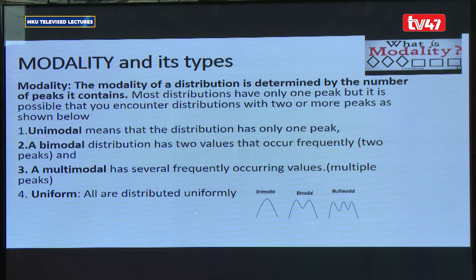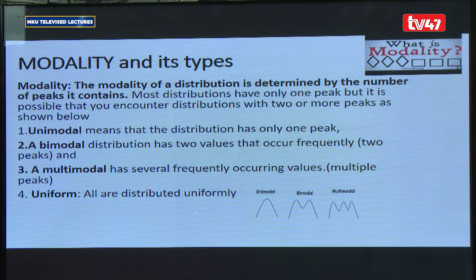For example, the unimodal means that the distribution has only one peak. As you can see very clearly, this one has one peak, and it's called the unimodal. And then the bimodal distribution has two values that occur frequently. So it has two peaks, and you can see it very clearly from the diagram provided here. Then we have the multimodal, which has several frequently occurring values, that is multiple peaks, and you can see a very good example from here.